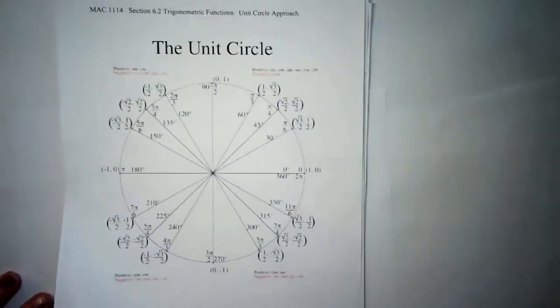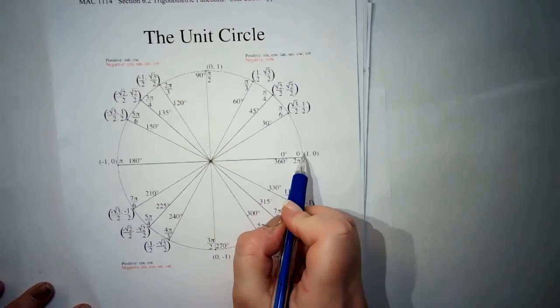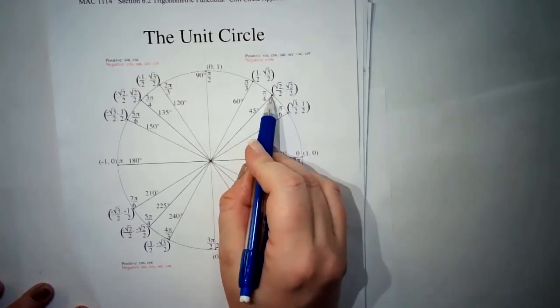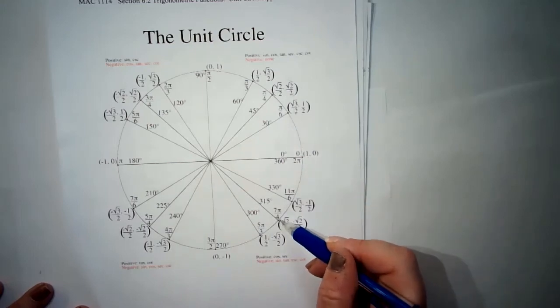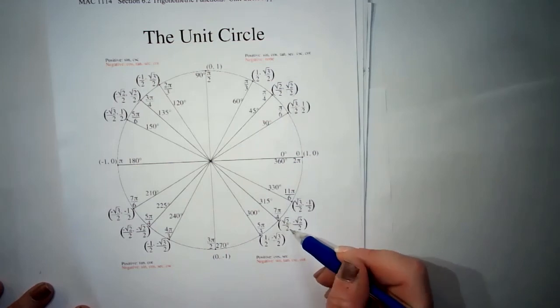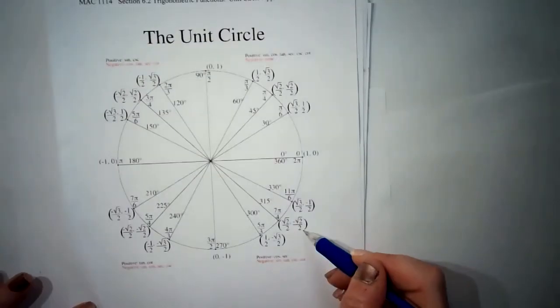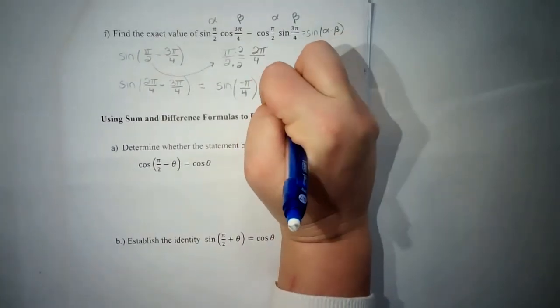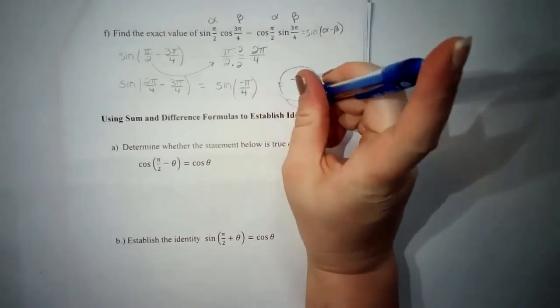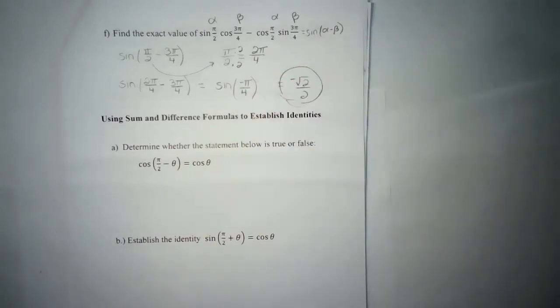All right, so let's think about this. If this is my unit circle, this is positive pi over 4 up here. Where's negative pi over 4? Right here, right? It's the pi over 4 situation in the 4th quadrant. So I want sine of negative pi over 4, which is negative root 2 over 2. There we go, there's my answer. Sound good? Not terrible. Okay, let's use these formulas to establish some identities then.